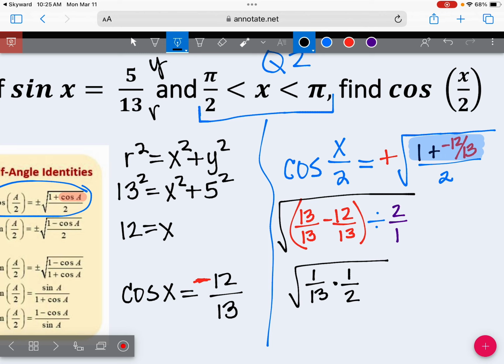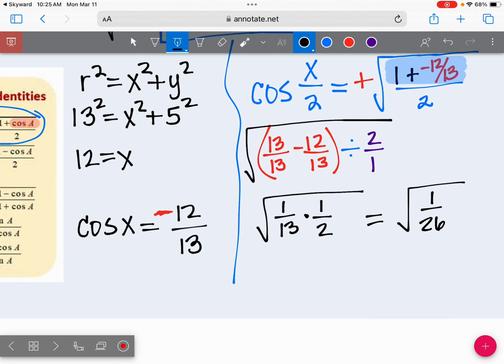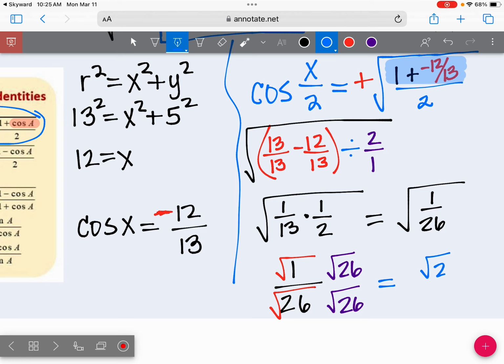Keep, change, flip. So 1 over 13 divided by 2 is the same as 1 over 13 times 1/2, which is going to give me 1 over 26, which would be a beautiful thing if 26 was a perfect square, but it's not. So we need to split our fraction up and rationalize it. So I'm going to multiply top and bottom by the square root of 26. And my final answer would be the square root of 26 all over 26.